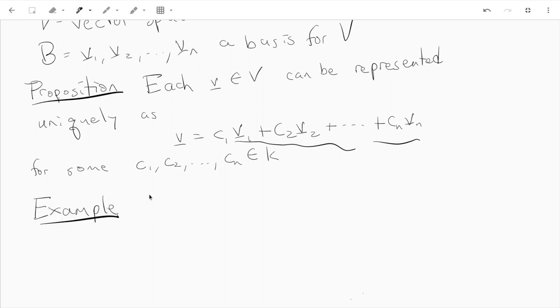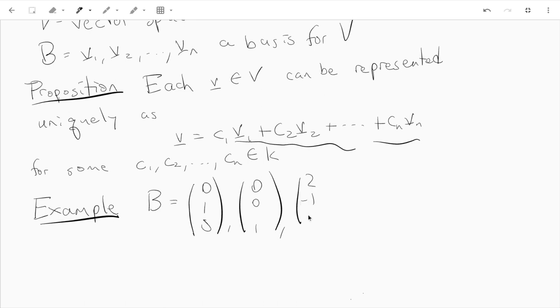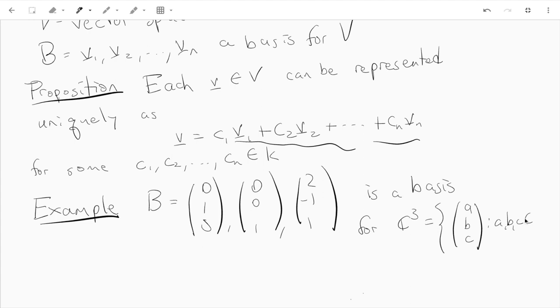Let's take the basis B, which is going to be a basis of C3. Remember, C3 is just triples of complex numbers, so they look like three complex numbers in a column.